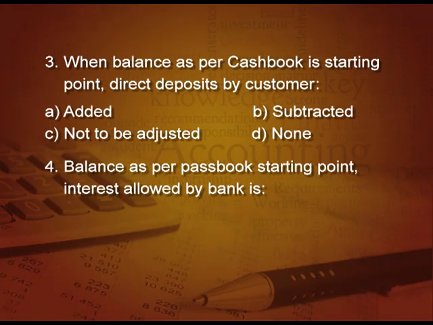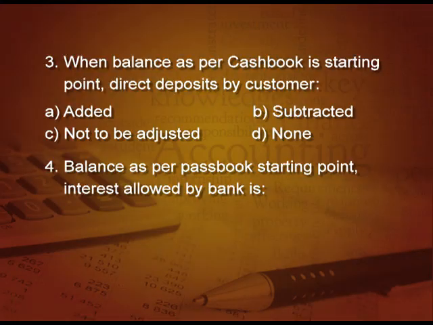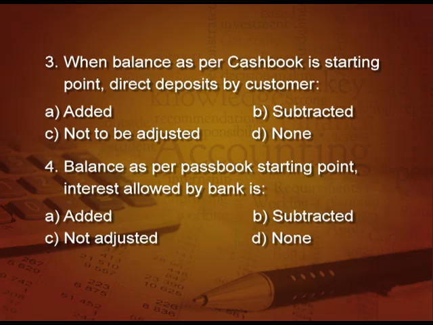Similarly, the next one is balance as per passbook is the starting point. Then interest allowed by bank, allowed means given to the customer, will be added, subtracted, not adjusted, or none of these. It will be subtracted, because in passbook it is already added, it is more. So, now we have to subtract it.